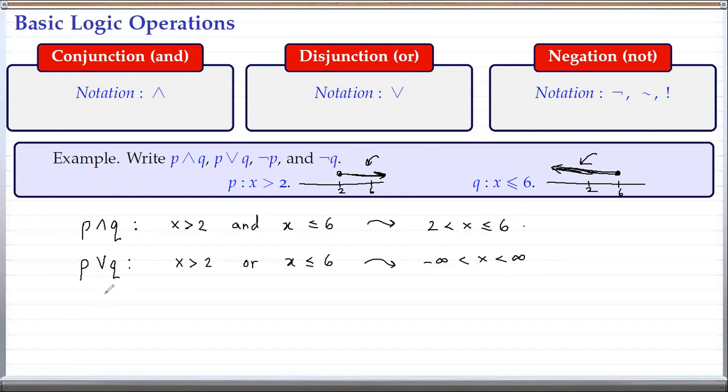Next, we have not P. Not P is the negation of P. That means we must have x less than or equal to 2, because P is x greater than 2. The last one, not Q, is the negation of Q. Q is x less than or equal to 6, then not Q should be these numbers, x greater than 6.